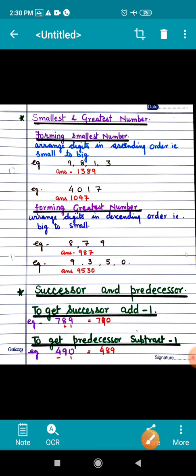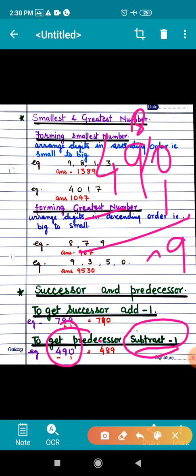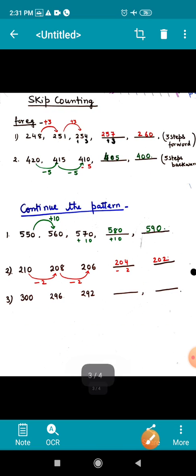Now let us see what a predecessor is. Predecessor is the before number and we can get the predecessor by subtracting 1. You have to find the predecessor of 490. So what will you do? You will subtract 1. 10 minus 1 is 9. Here 8. 489 will be the predecessor of 490. Children, hope you all have understood the method of getting successor and predecessor. Okay. Now let us move on to the next.